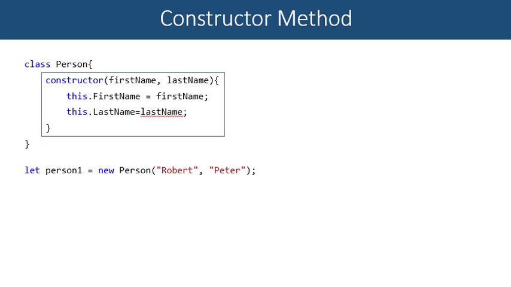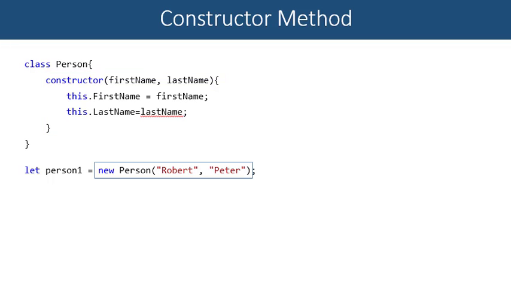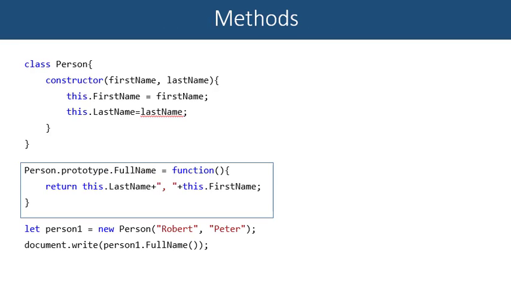You can write a constructor method within the class body. Just write the constructor keyword and mention parameters within parentheses. And within body of the constructor method, assign parameter values to properties of the objects being created. You can have only one constructor method in JavaScript. There is no concept of overloading in JavaScript. When instantiating the object, you can pass arguments.